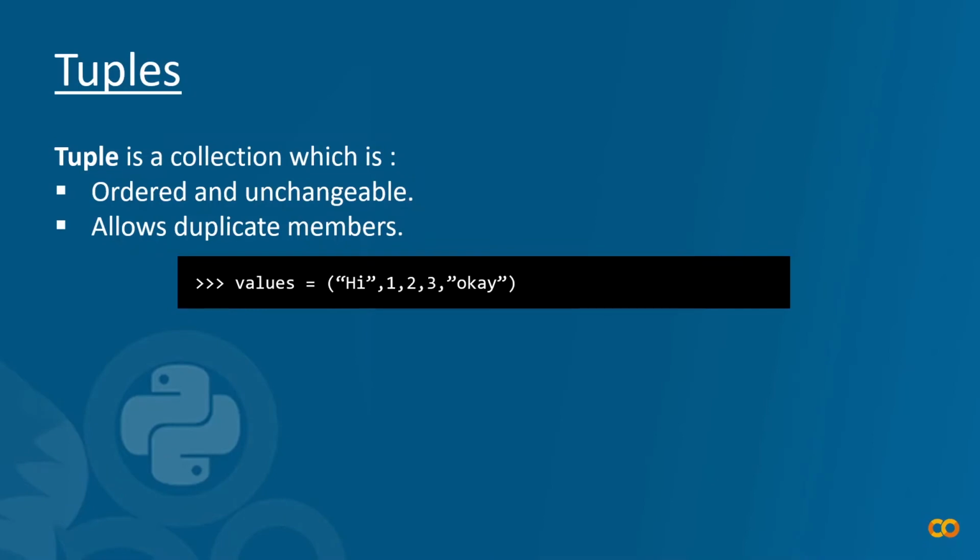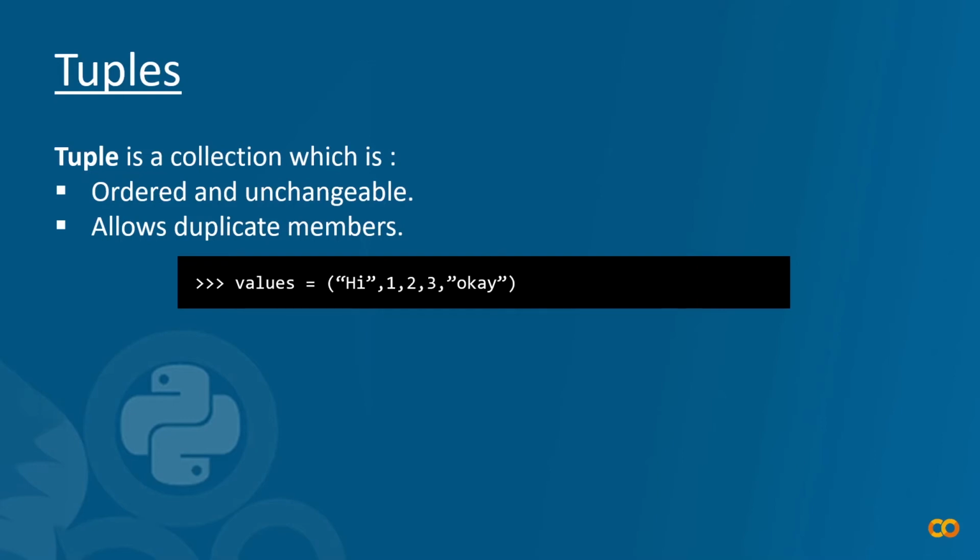Okay, so the second data type is tuples, and as shown in the example, it is represented by parentheses. So it is written like values is equal to parentheses, then the elements are written with comma separation. Okay, so hi, 1, 2, 3 and okay, and then close it. So that is how a tuple is written.